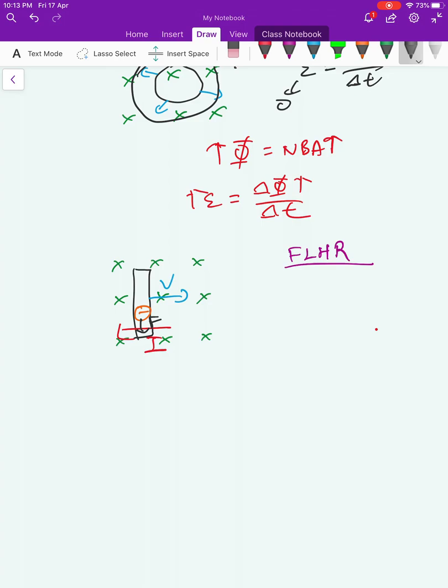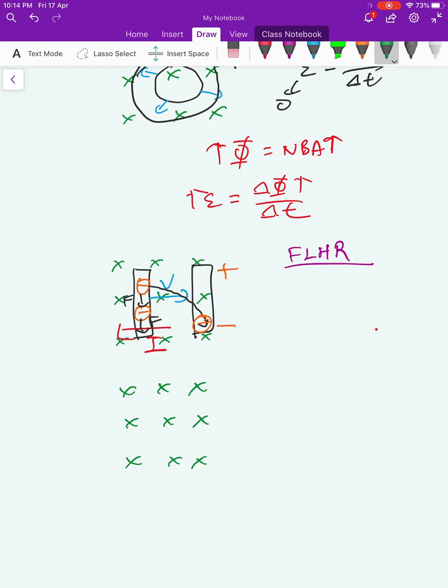FBI. So the magnetic force on this electron must be inwards. After some time, there's a force in this direction, so the electron slowly moves down and eventually accumulates here. So this side is positive. This is my Fleming left hand rule.